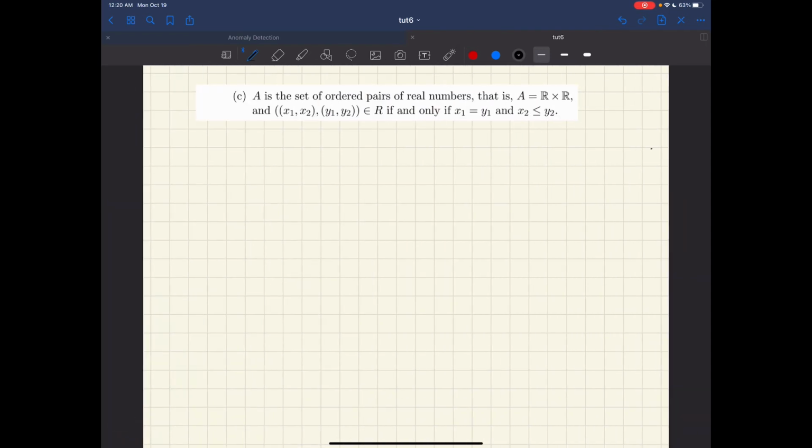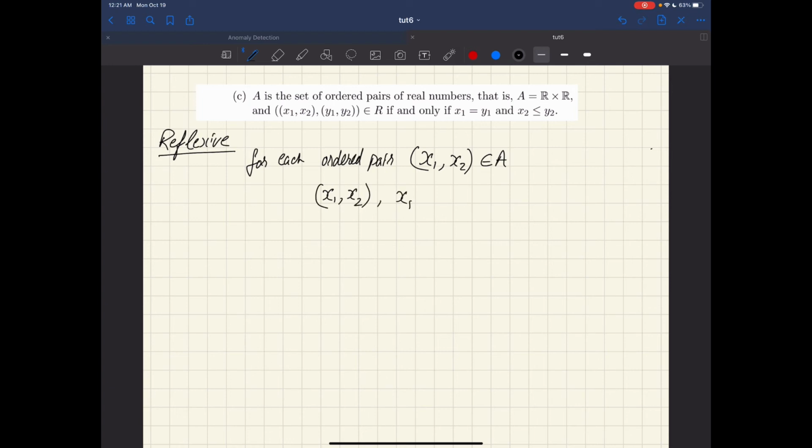Now moving on to the third part, it says A is a set of ordered pairs of real numbers. A is R cross R and (x1, x2), (y1, y2) is an element of the relation if and only if x1 equals y1 and x2 is less than or equal to y2. Now, to check for reflexive, for each ordered pair (x1, x2), (x1, x2) comma (x1, x2) will belong to R because essentially x1 is equal to x1 and x2 is less than or equal to x2. They both hold true, therefore this is reflexive.